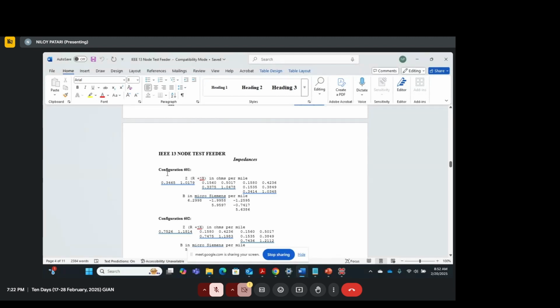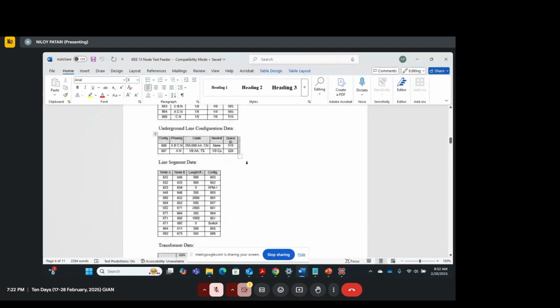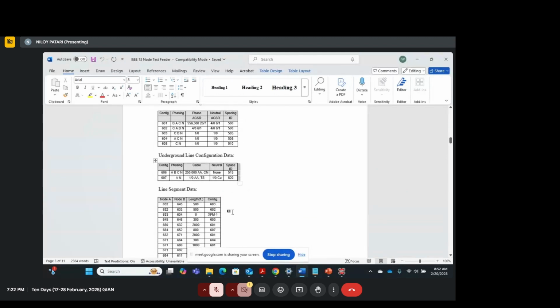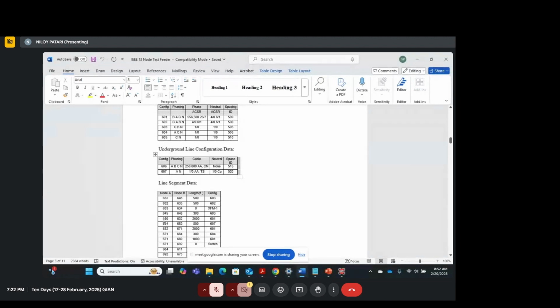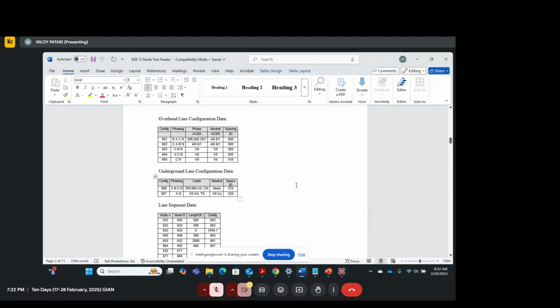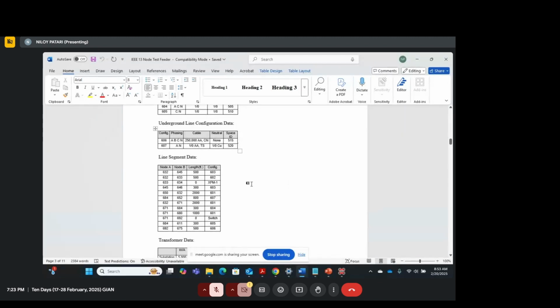So when you have a configuration 601, suppose, where is configuration 601? So 601 is this configuration, right? And 601 connects 650 and 632. And the length of the line is 2000 feet. So 650 and 632 is right up here, the substation end to the first node, right? So this particular line has a configuration of 601 and the length of the line is 2000 feet.